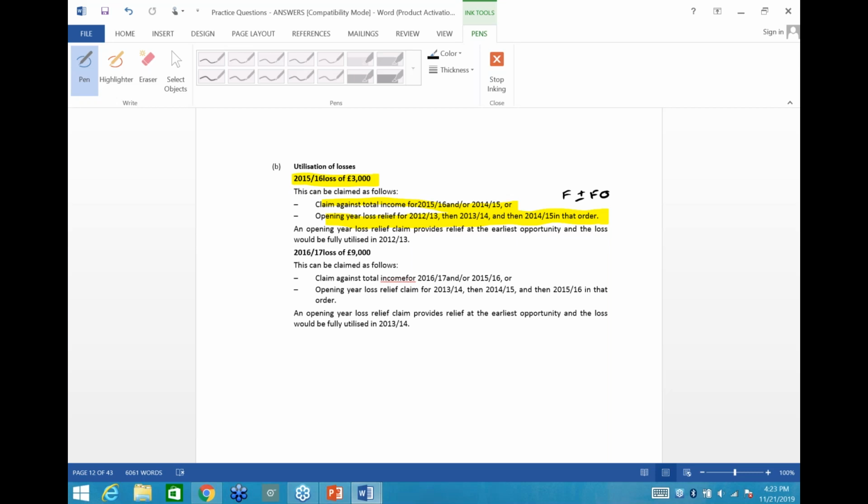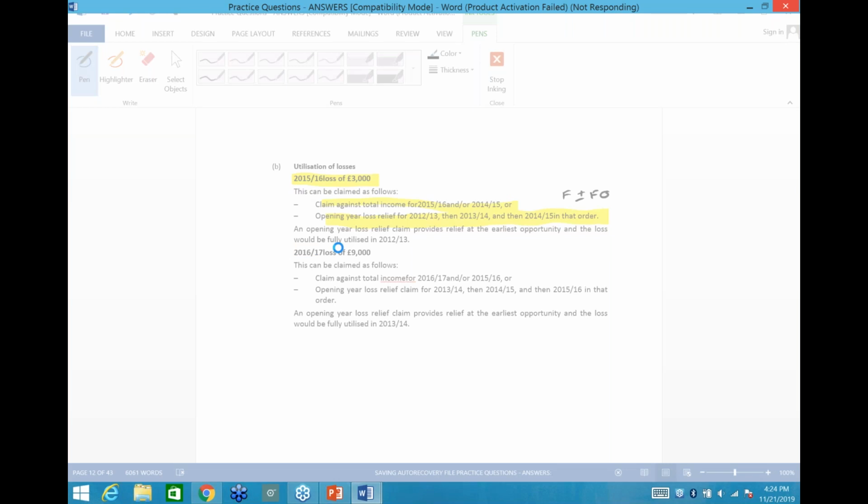Actually, this would result in cash refunds as well. For these old tax years, you have already paid taxes. But when you use the opening year relief, it indicates that you have paid more taxes than you are required to pay. Therefore, you can expect cash refunds. For the purpose of cash flows, this is beneficial for the individual. Then 16-17 also, there is a loss of £9,000.